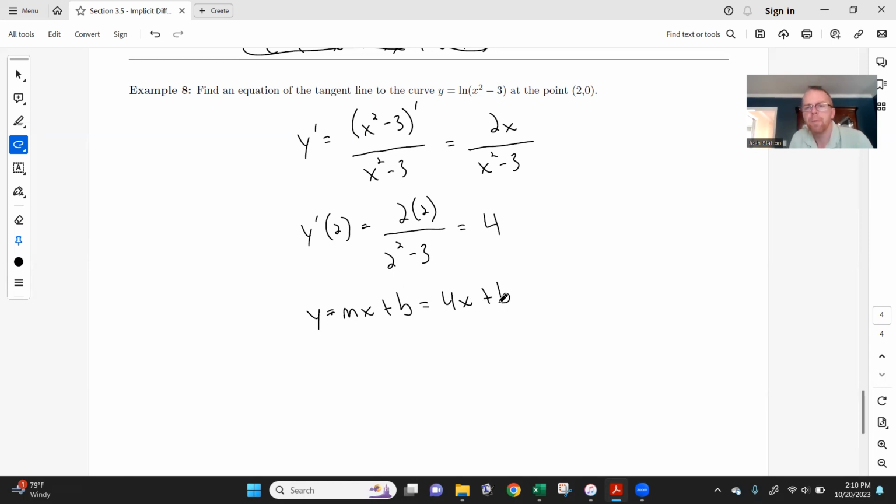Now how do we find the b? We find the b by plugging in the point that we're given, the point (2, 0). So we have 0 equals 4 times 2 plus b. All we're doing is plugging in 2 as x and 0 as y, and then we can solve for b. Of course, b is going to be negative 8. And so our equation of the tangent line is y equals 4x minus 8.